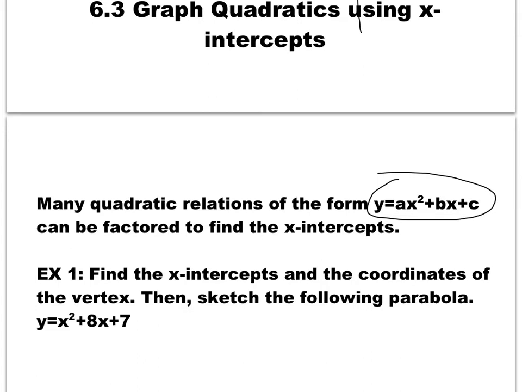How do you find the x-intercept? It is when y is equal to 0. And as you remember from the previous lesson, then we have to find the solution to this type of equation, which is the product of two binomials. So we are going to start with one example.